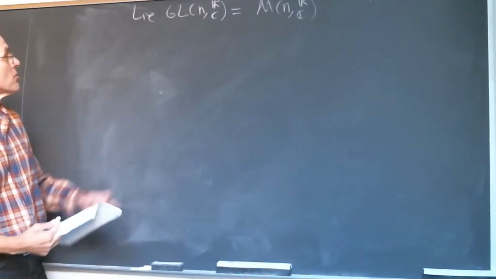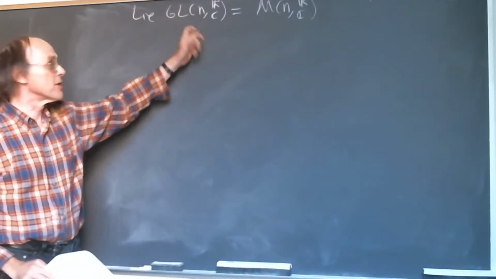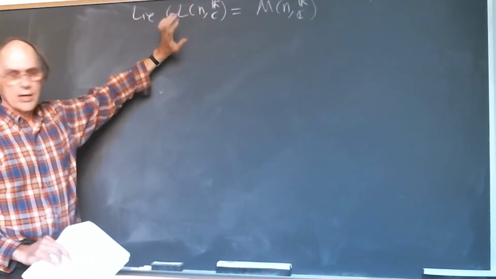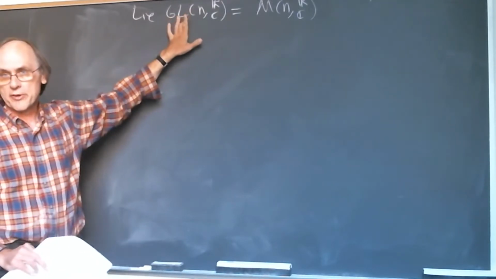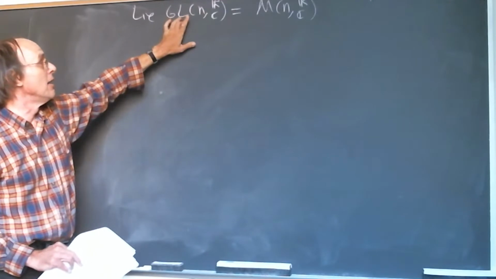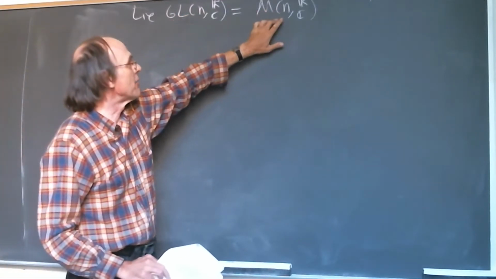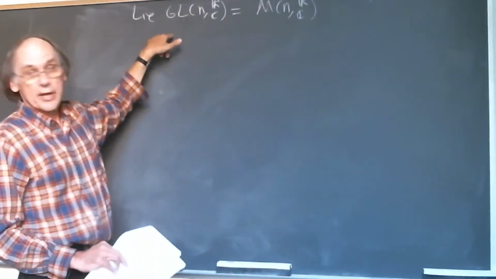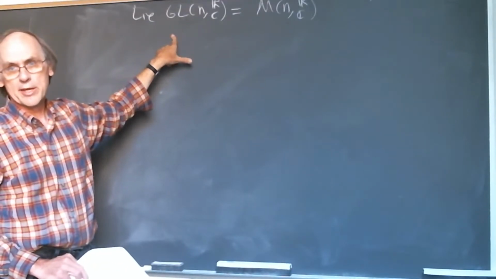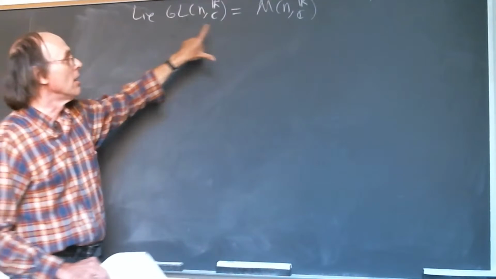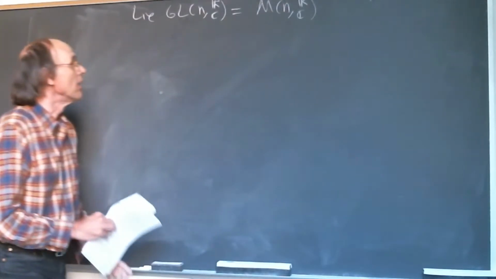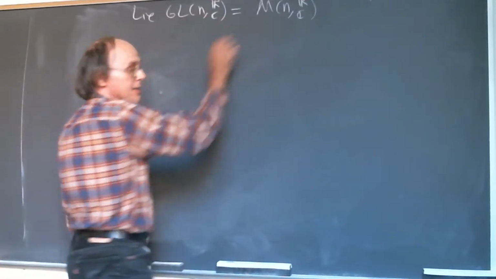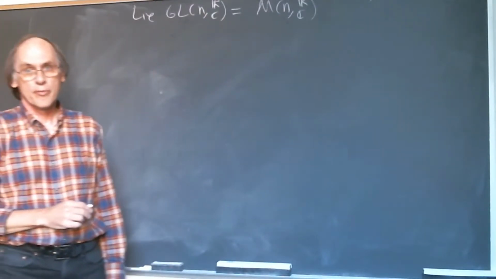So the really simple Lie algebras are those of the group of invertible matrices, because if you take any matrix and exponentiate it, you'll get an invertible matrix, one of these. So these Lie algebras are very simple.